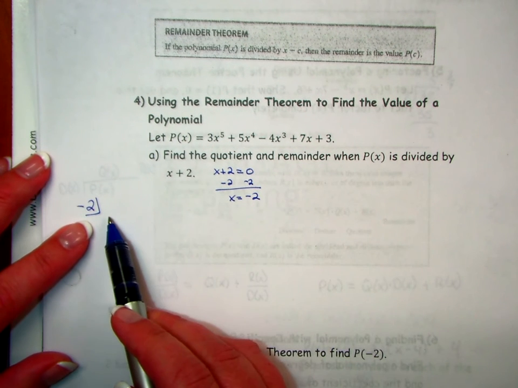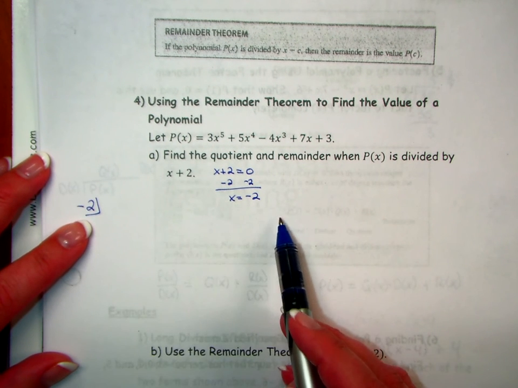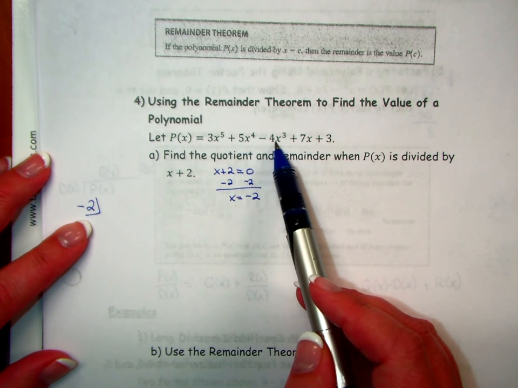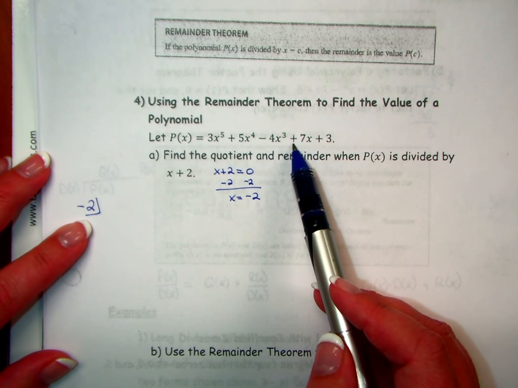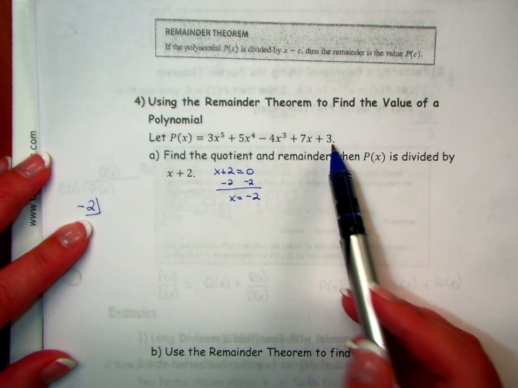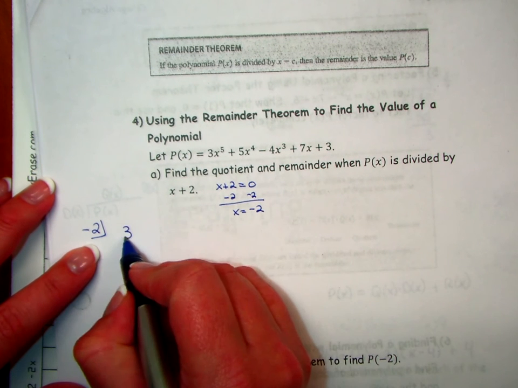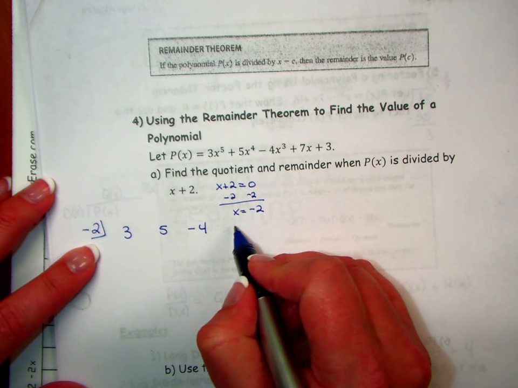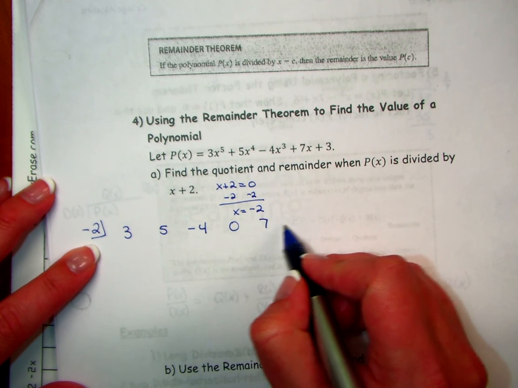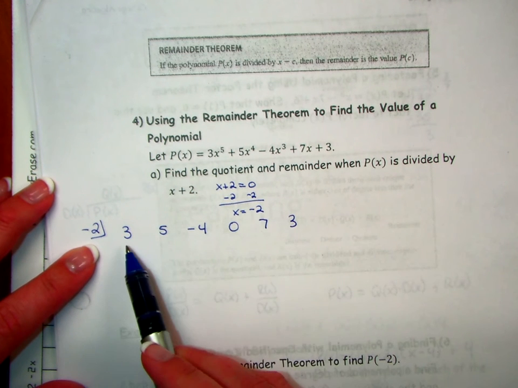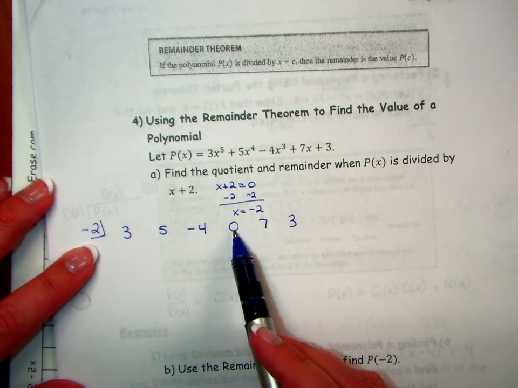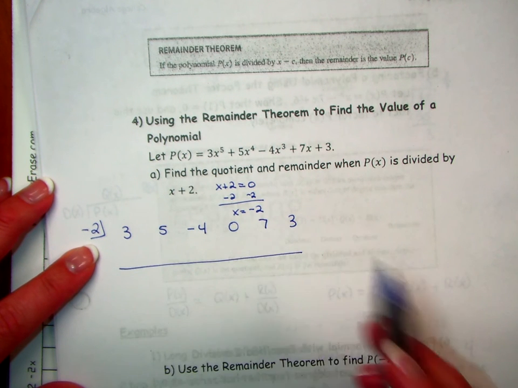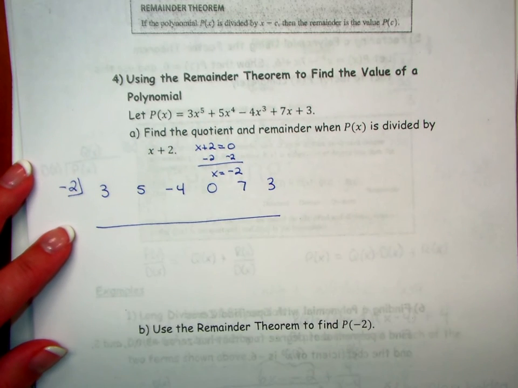Now I need to list our coefficients out in descending order with placeholders. So I'm going to quickly glance. I have a 5th degree, 4th degree, 3rd degree. We're missing the 2nd degree, so I need a placeholder there. Linear, constant. So I'm going to put 3, 5, negative 4, 0, 7, 3. So 5th degree, 4th degree, 3rd degree, square, 1st, and constant. Okay, make sure you put in those placeholders or you're going to get an incorrect result.